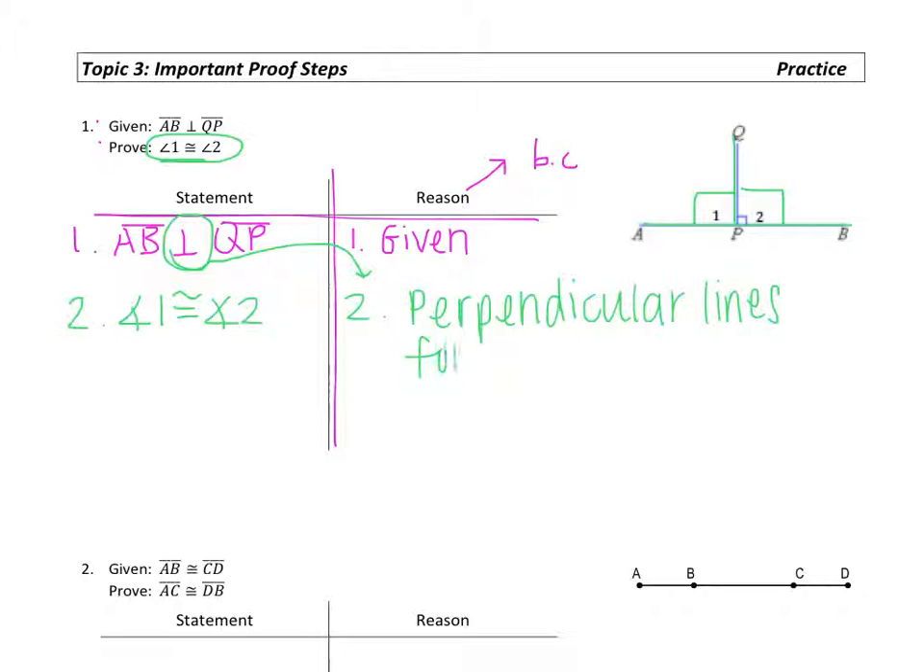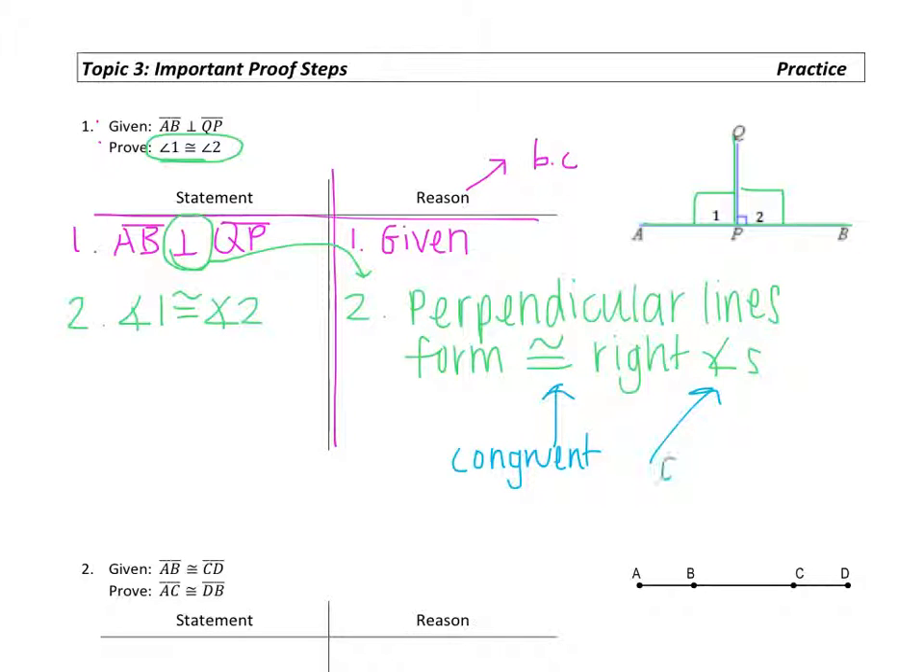form congruent right angles. Notice that I'm using symbols here. You're more than welcome to do so. If you're not comfortable with it, then actually write out the word. That first symbol means congruent, and then the second symbol means angles.